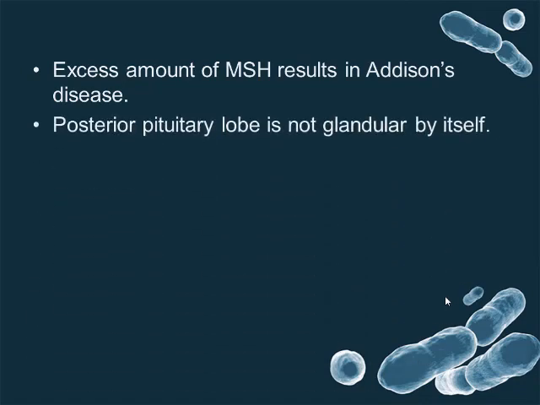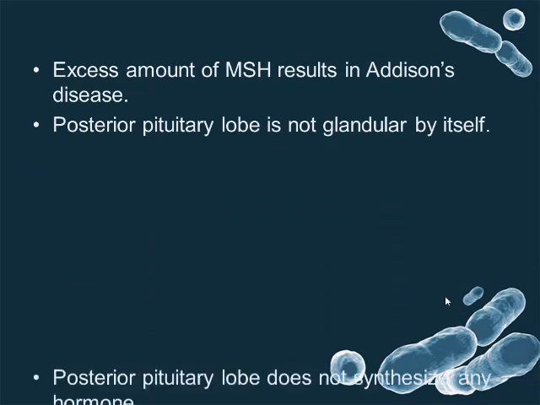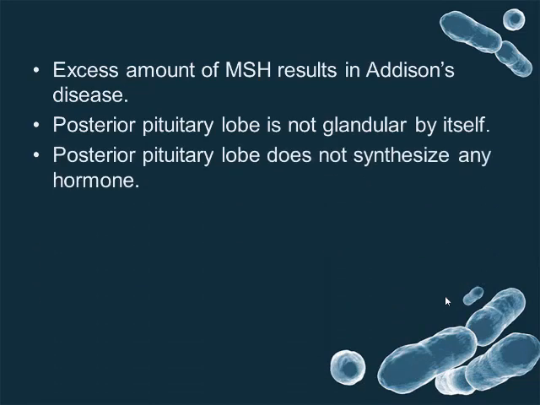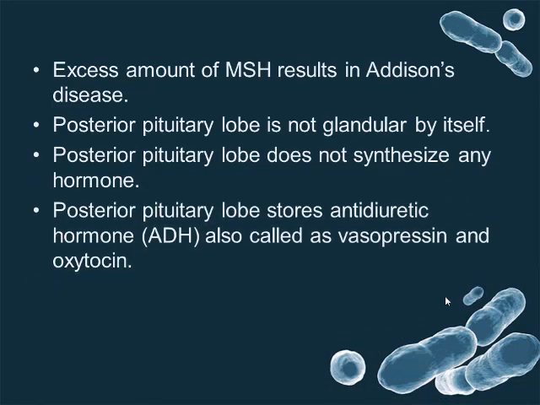Posterior pituitary lobe is not glandular by itself, means it does not produce any hormone. Posterior pituitary lobe does not synthesize any hormone. Posterior pituitary lobe stores antidiuretic hormone, which is also called as vasopressin and oxytocin hormone.